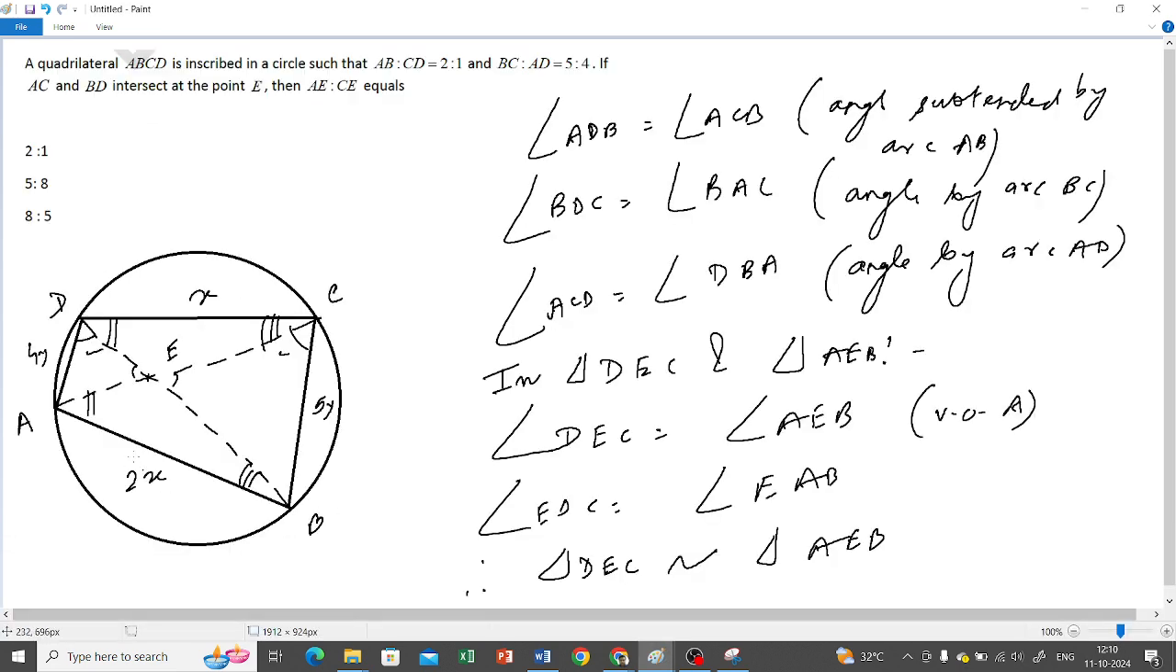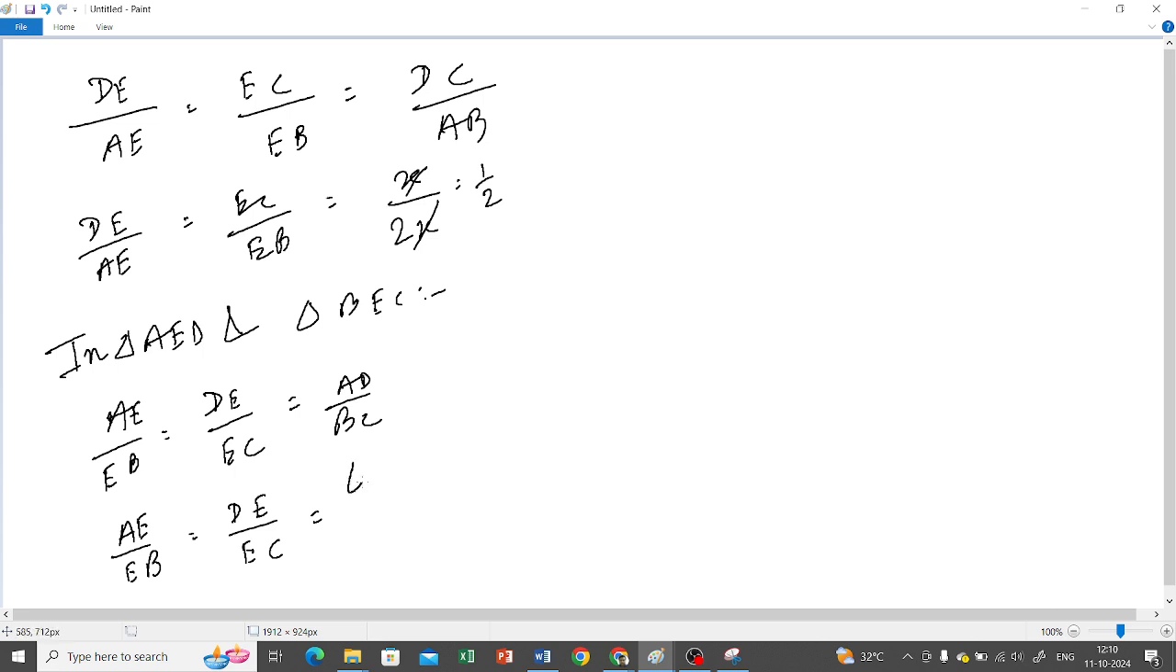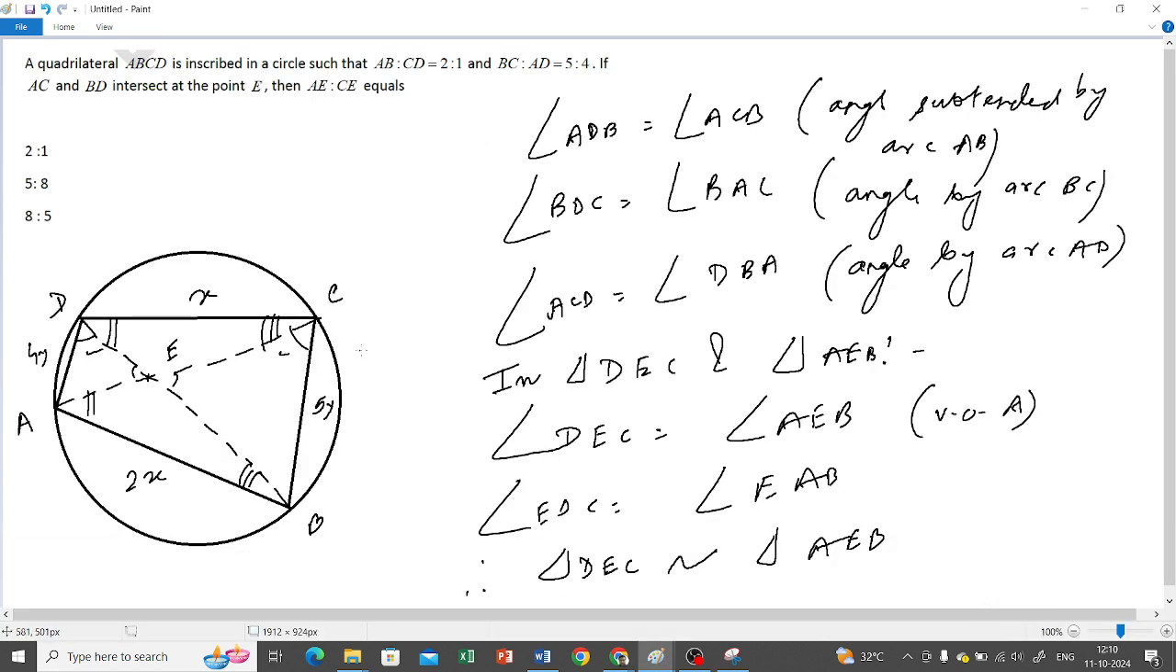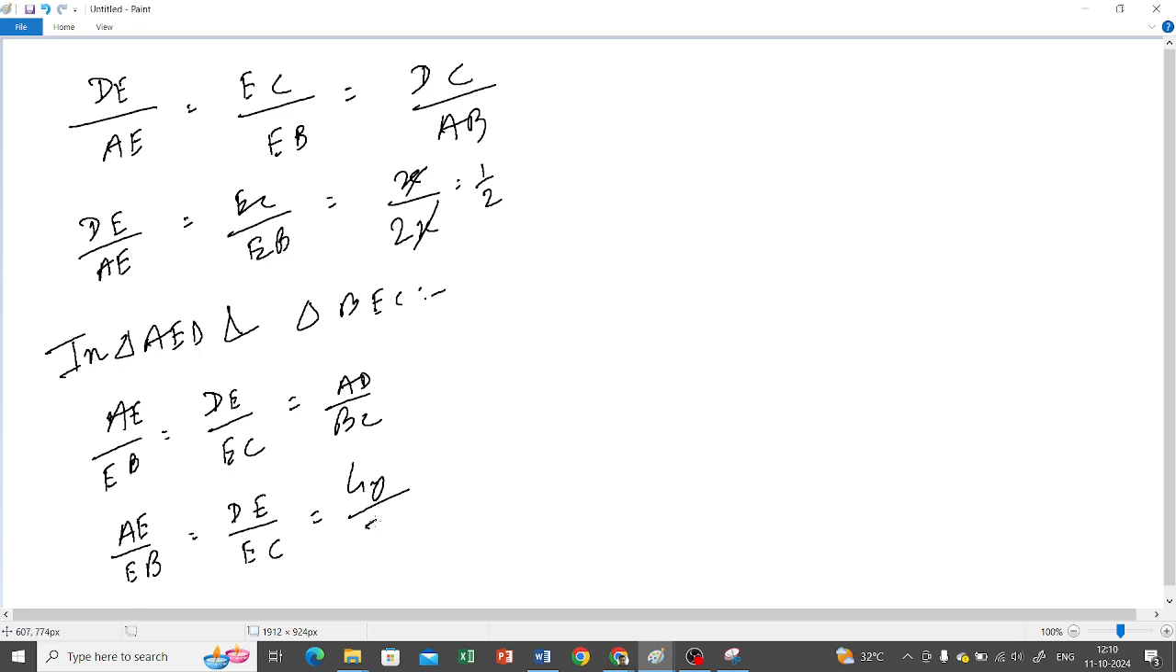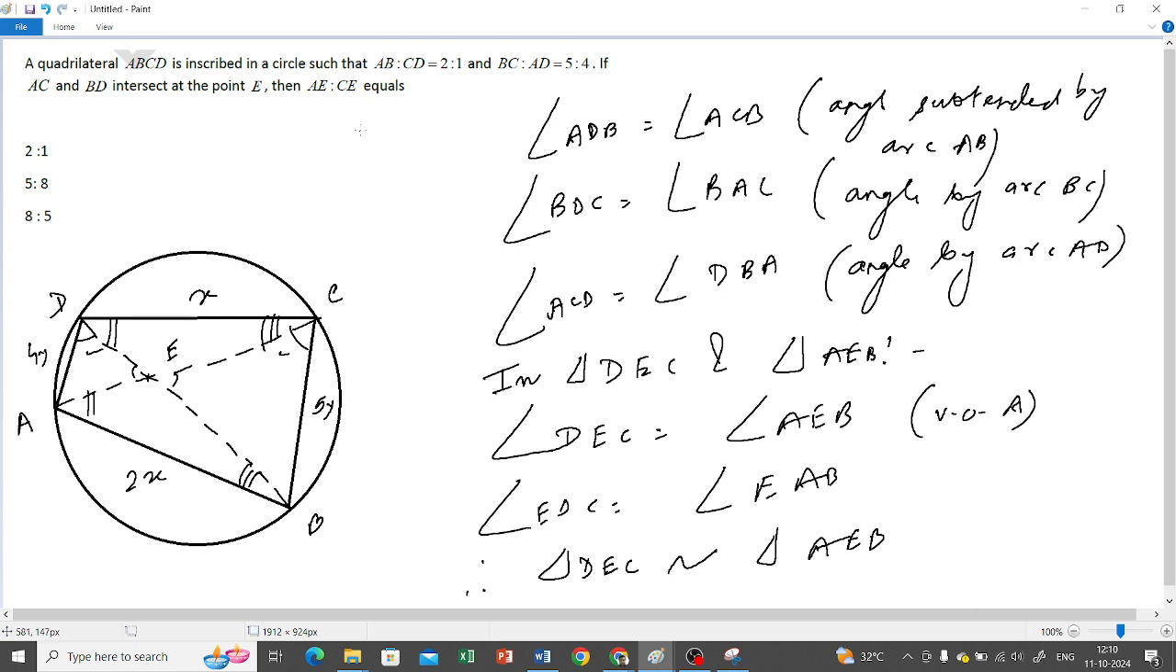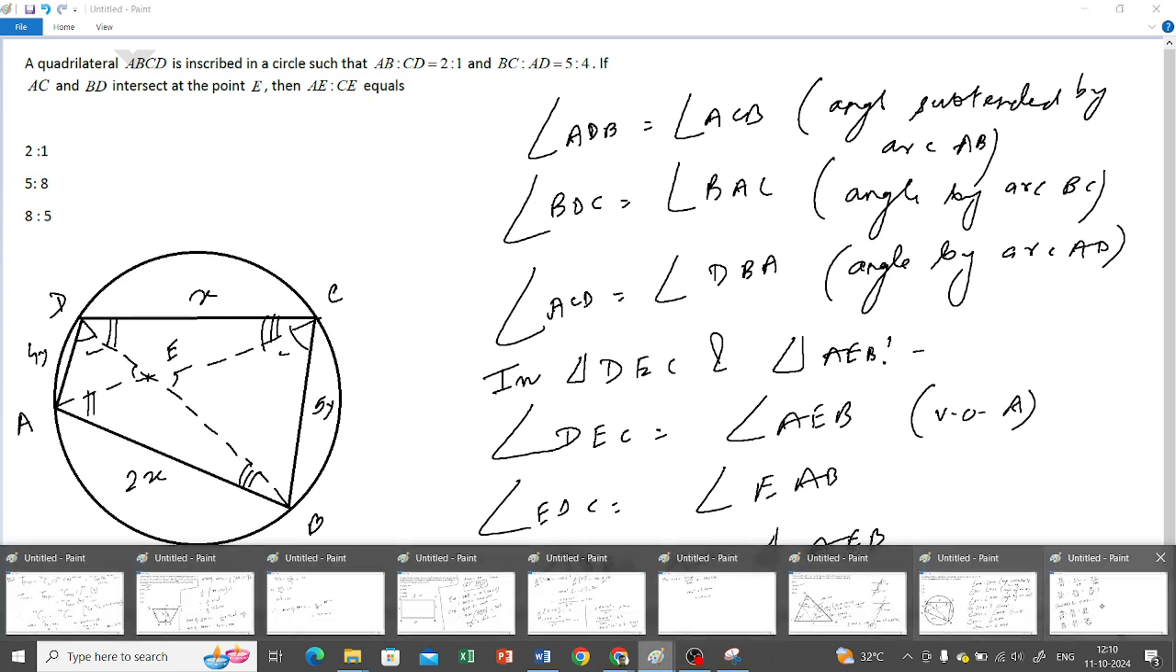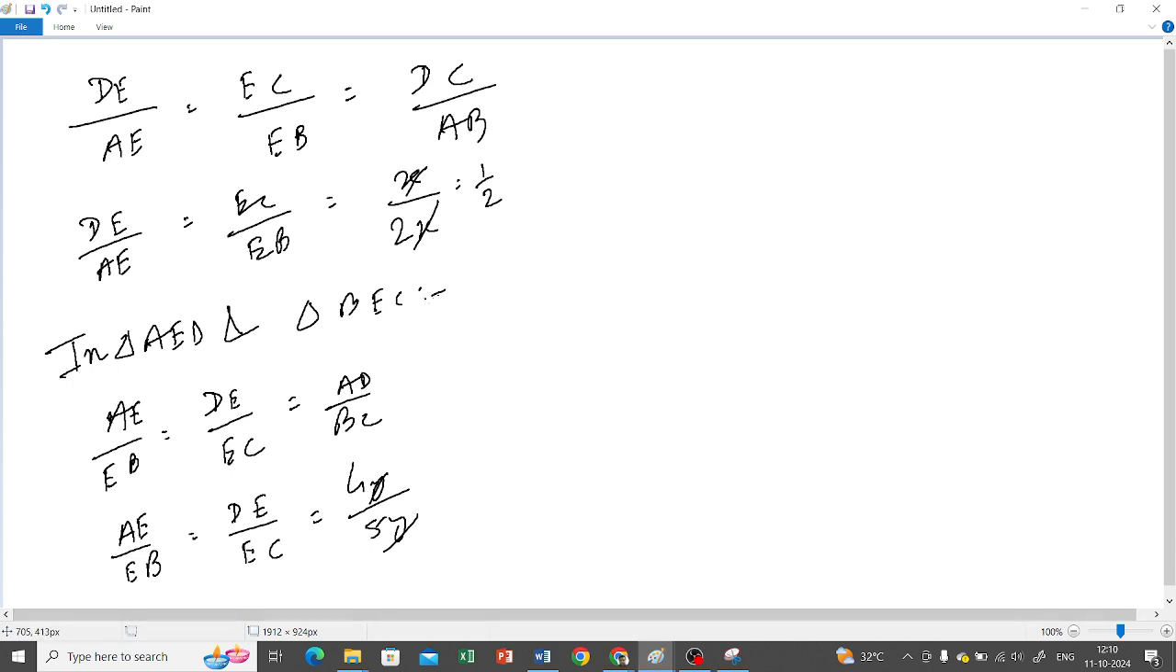AD, what is AD? AD টা হচ্ছে 4y আর BC টা হচ্ছে 5y, ঠিক আছে? What do I need to find out? I need to actually calculate AE is to CE. Okay, but I don't have any way to find it out directly. AE is to CE.